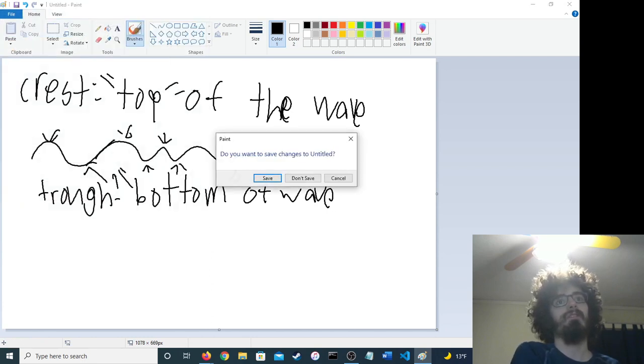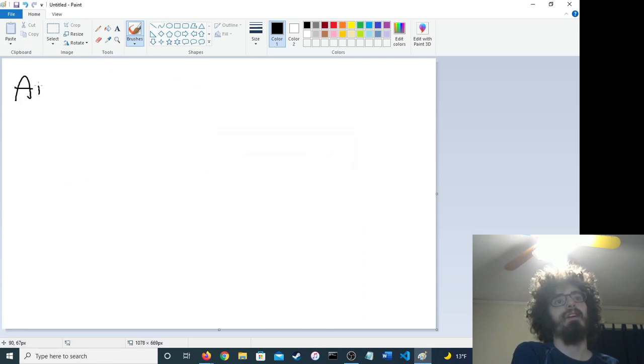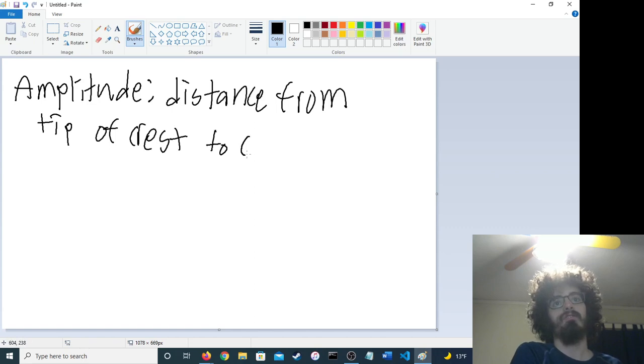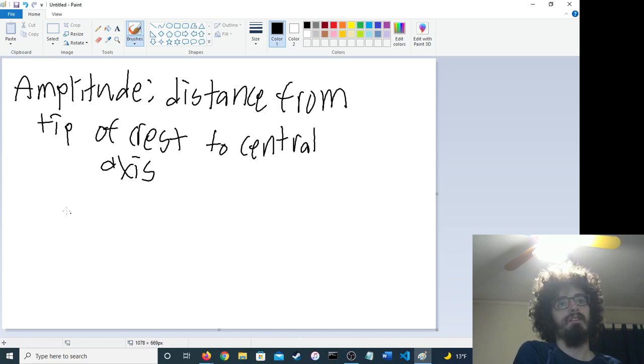Okay, so now we'll go over amplitude. This article defines it as the distance from the tip of the crest to the central axis. So if this is the center, it would be this distance right here.